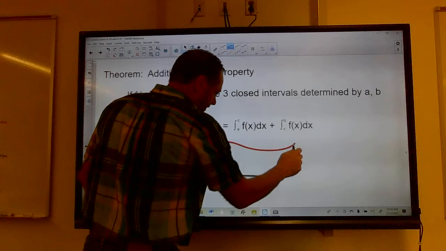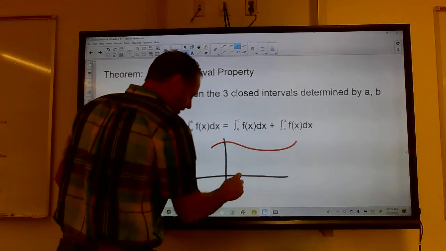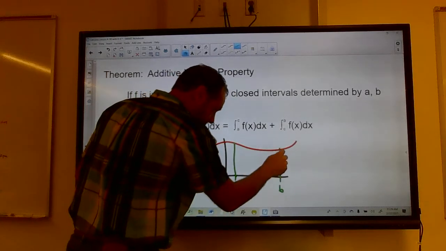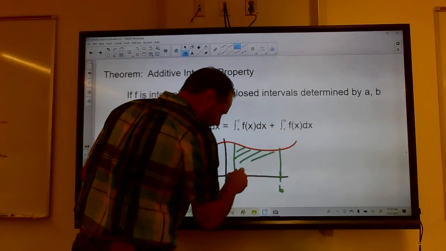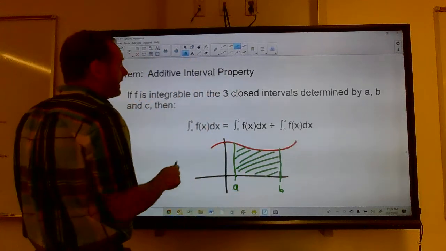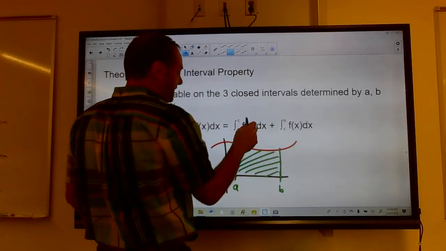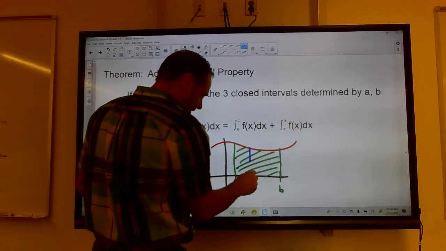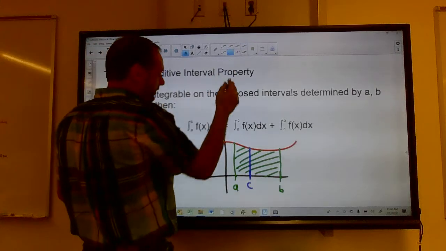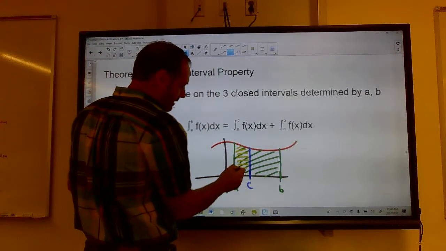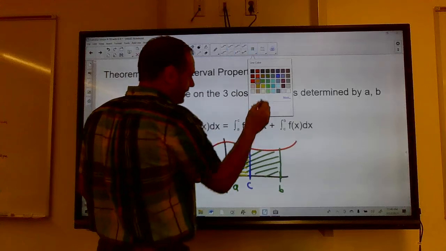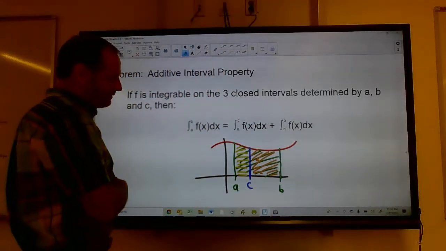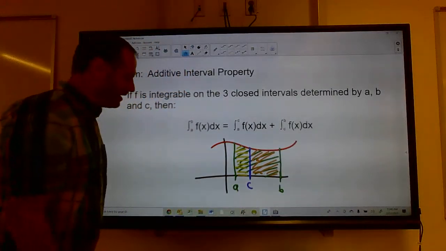So essentially what that means is this. I've got some curve here, and here's a, and here's b. So the integral from there to there has an area, and then it's saying, I've got some point c somewhere in between, and if I find the integral of this area, and add it to the area of this area, then that's the same as the integral from a to b.